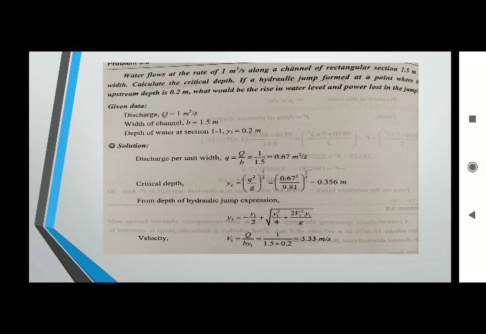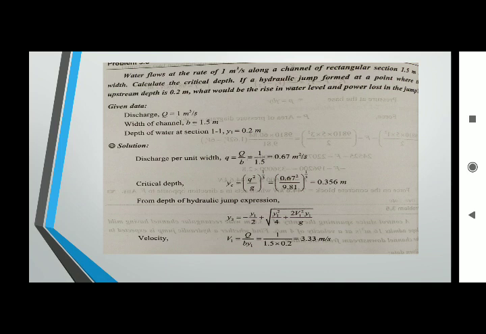By using v1, I can calculate the Froude number at 1. What is the Froude number at 1? It is v1 divided by root of g into y1. If I substitute that, I will get Fn1, that is nothing but the Froude number at 1. Using the Froude number and y1, I can calculate y2. Here the formula is directly substituted in terms of velocity. If you don't know the velocity, you can try this with the Froude number, and then also we can get y2.